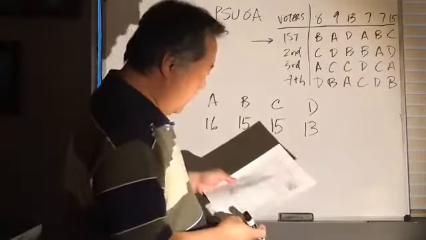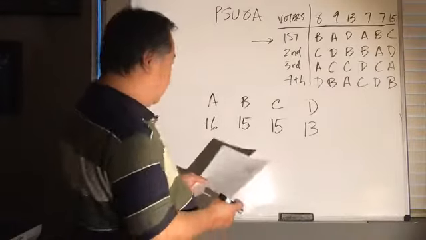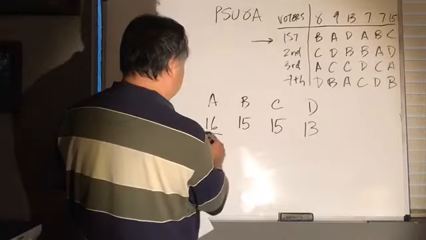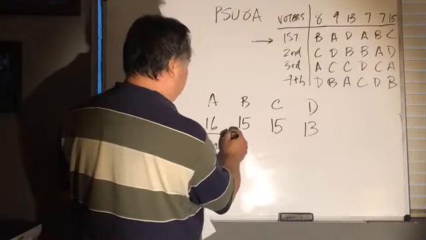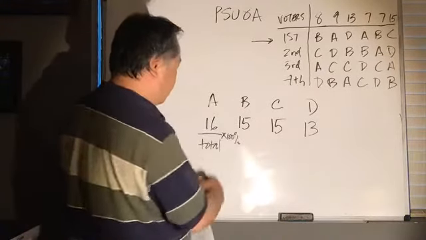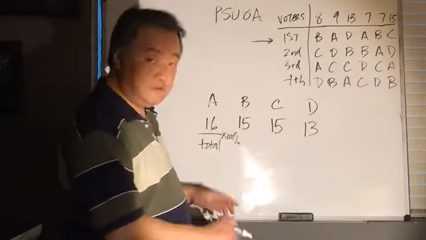Okay? Now, but they want percent. They want percentage. So it would be 16 over whatever the total is, and then you multiply that by 100%, right? So that's how you get the percentage. So you do that for all 4 numbers.